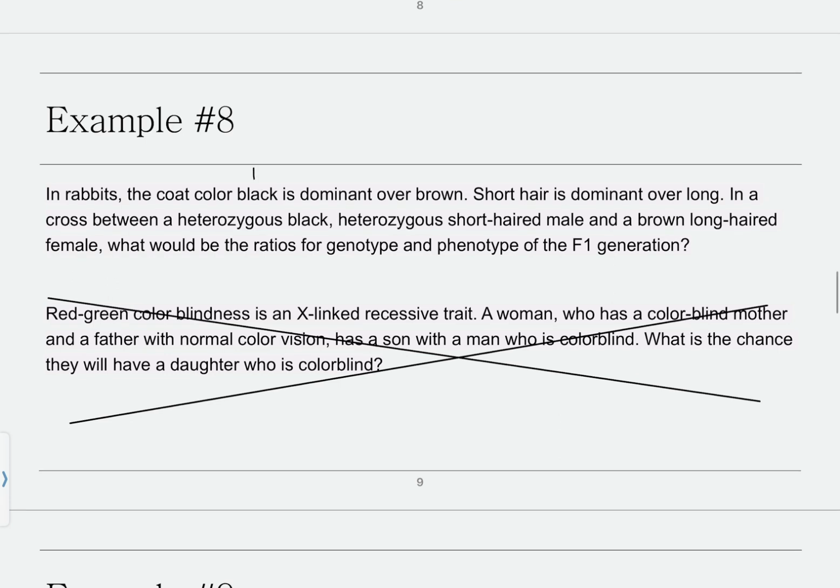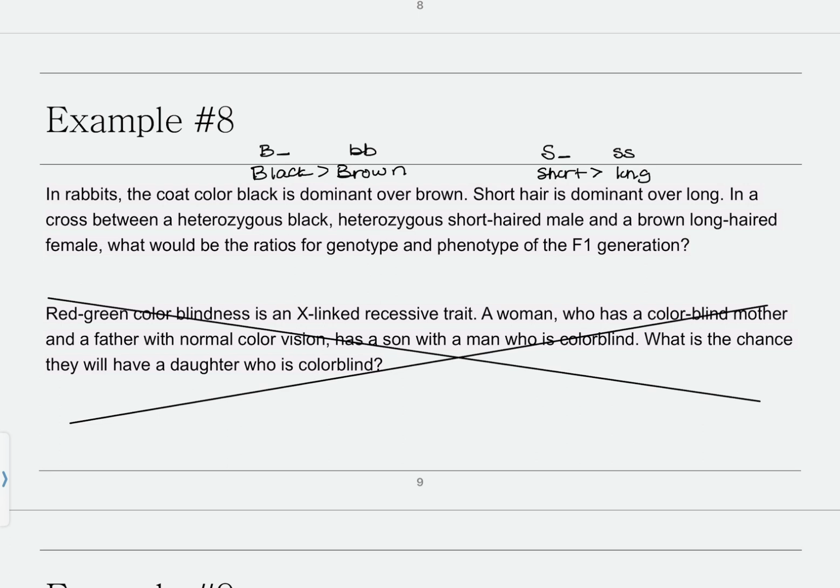Okay, so black is dominant over brown. So black is going to be represented with a capital B. Doesn't matter what the next allele is. And brown is going to have two recessive alleles. Short hair is dominant over long hair. So we're going to use the letter S because that's dominant. We just need one dominant allele in order to have short hair. We would need two recessive alleles in order to have long hair.